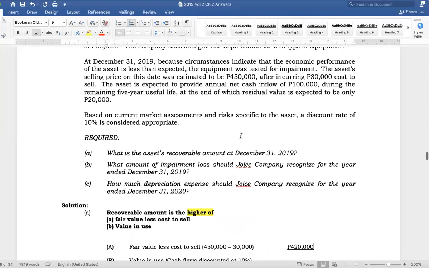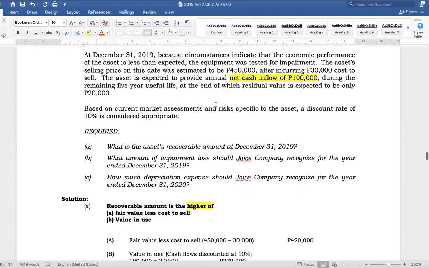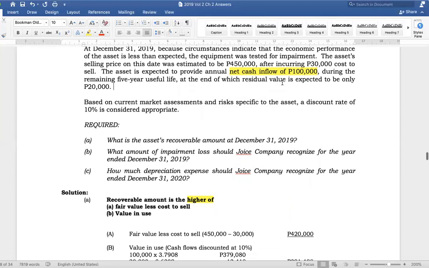So what is given here? The asset is to provide an expected net cash inflow. So net cash inflow na yung binigay dito. Sometimes you have to compute for the net cash inflow. So net cash inflow is revenue minus expenses in using the asset during the remaining 5-year useful life. And after using the asset for 5 years, the asset may still be sold for 20,000. So your value in use is the present value of 100,000 discounted using the present value of an ordinary annuity for 5 periods at 10% plus the present value of the residual value.